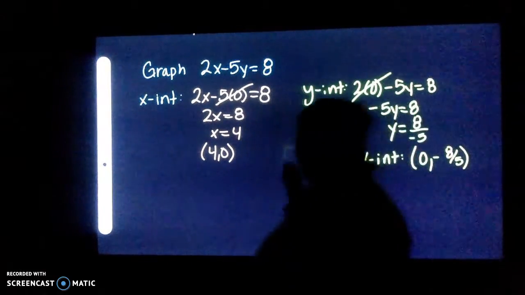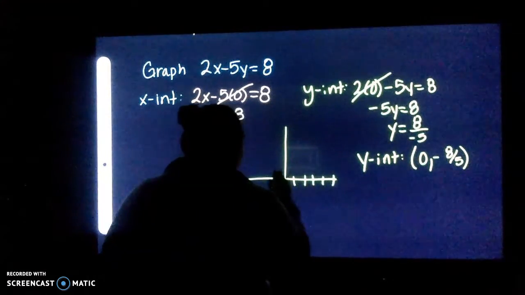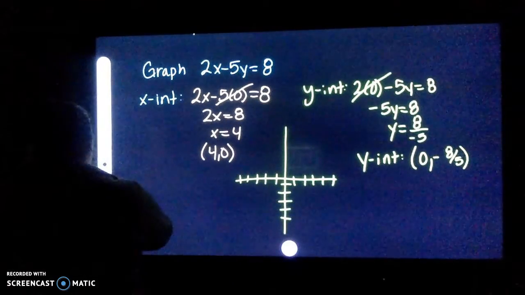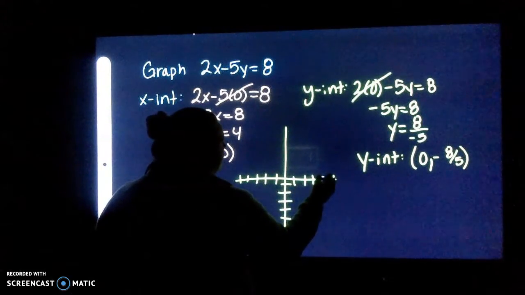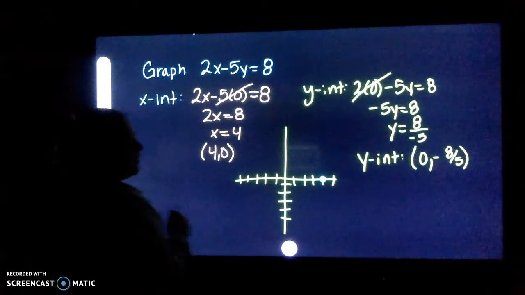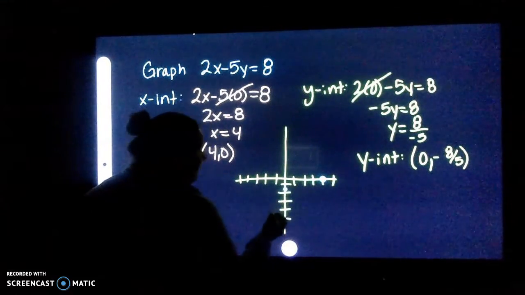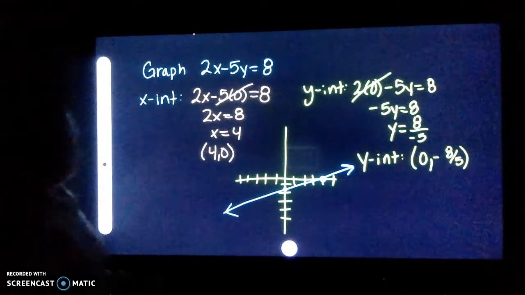So now I can go ahead and graph this using just those 2 points. I'm going to go ahead and graph 4, 0 first, which is my x-intercept. Then I'm going to graph 0, negative 8/5, which is between 1 and 2. That is my y-intercept, and then I'm going to draw my line.